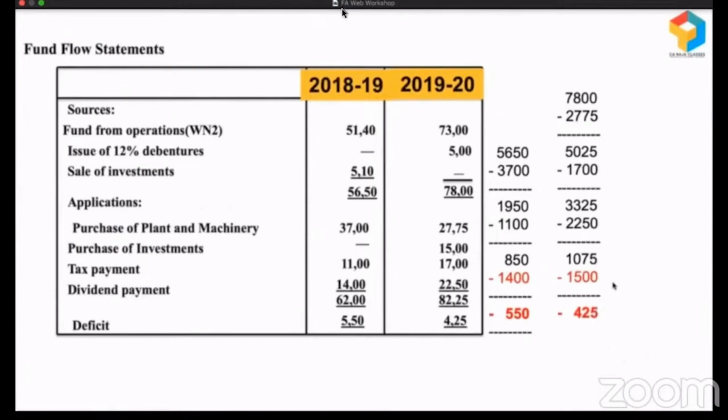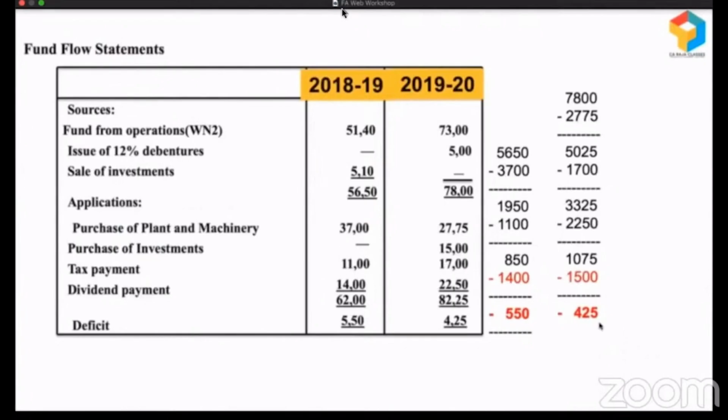This business is not learning from its mistakes. When they are left with 1075, they should have stopped at that level. They should have ensured that this money is going for supporting the working capital requirements of the business, but they didn't do. So these kind of all hidden practices will get caught, will get revealed in fund flow statement.